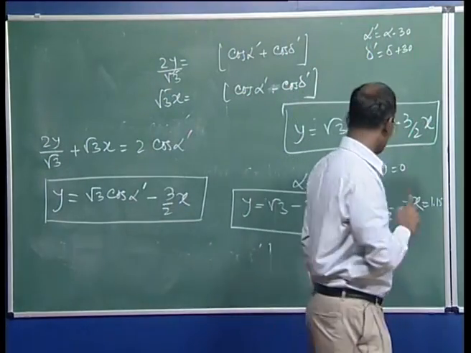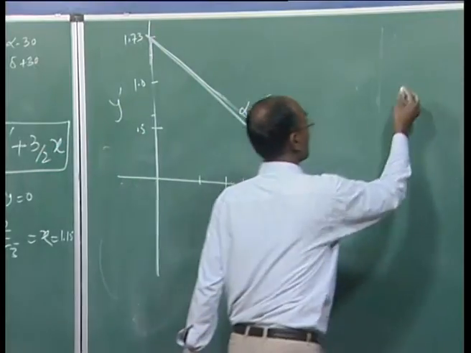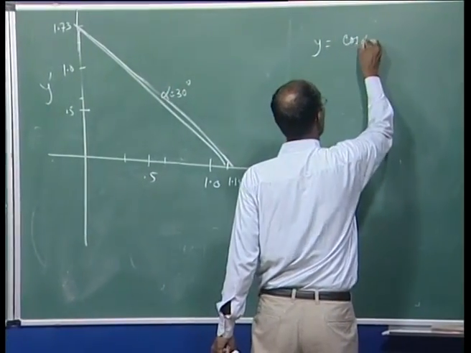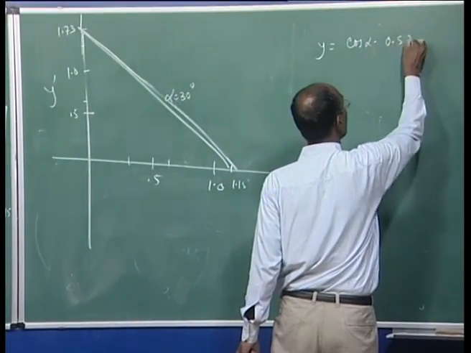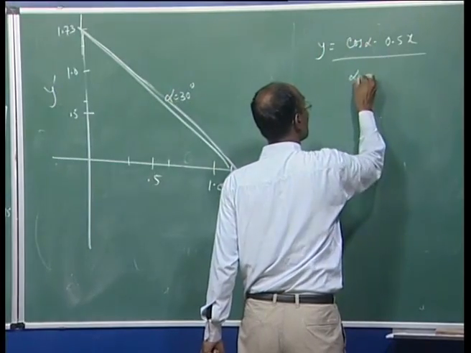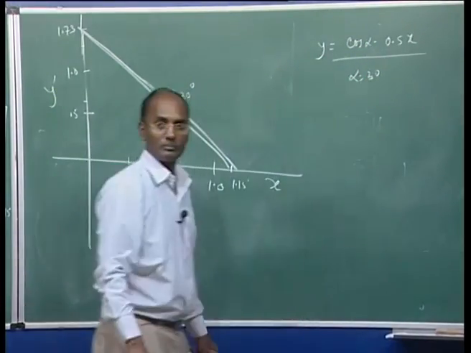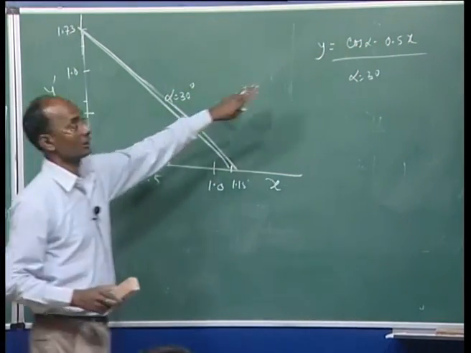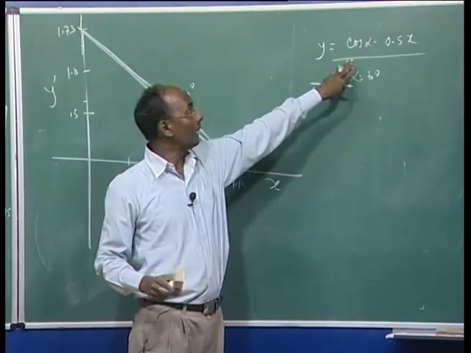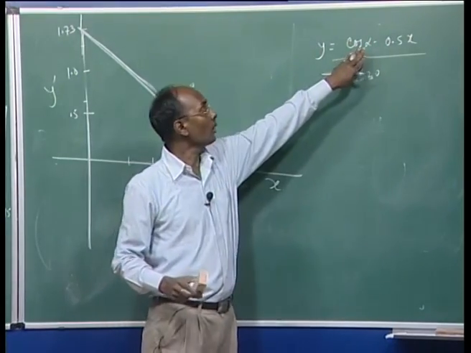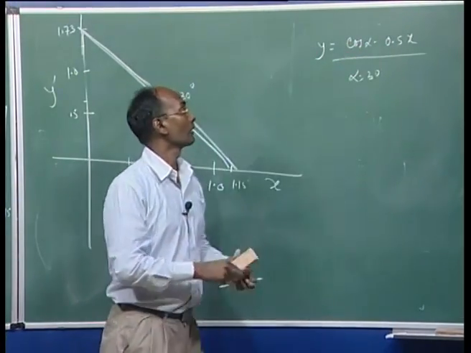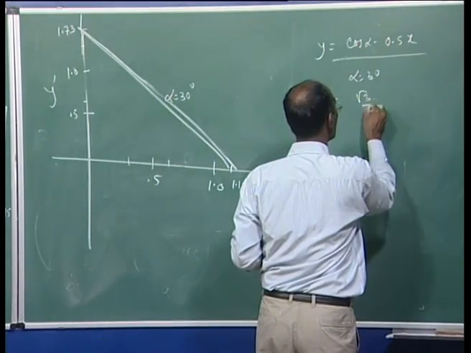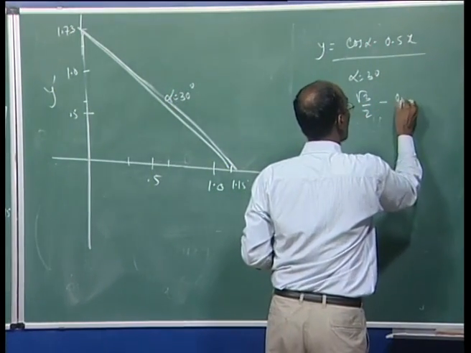Once I draw the expression again, that was y equal to cos alpha minus 0.5 x. I want to draw again alpha equal to 30, because that was u less than 30. This expression was valid when u is less than 60 degree. So alpha is equal to 30. Let us see what we are getting. This value for alpha 30 is root 3 by 2 minus 0.5 x.